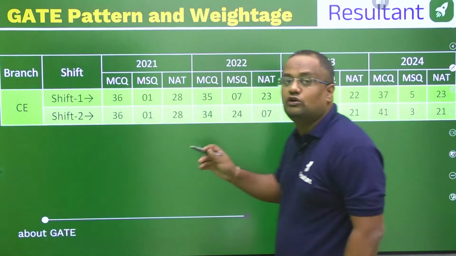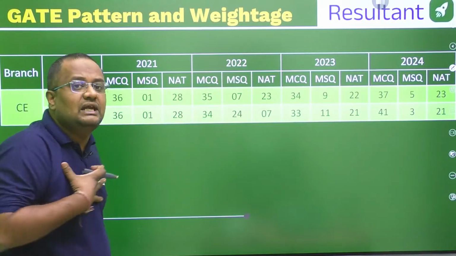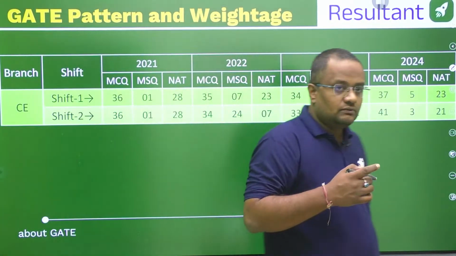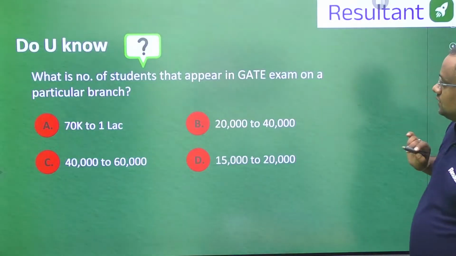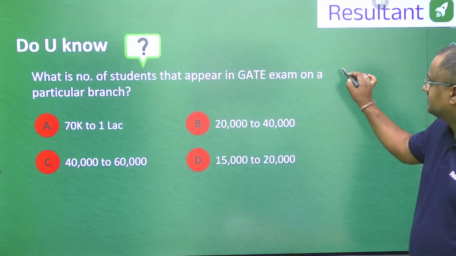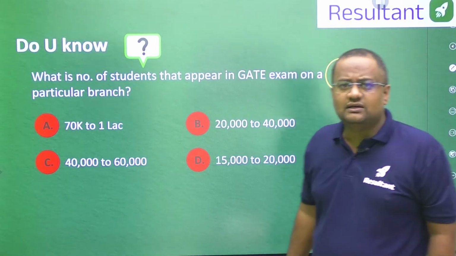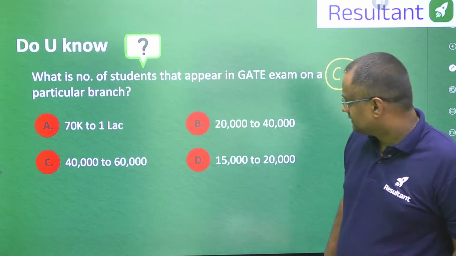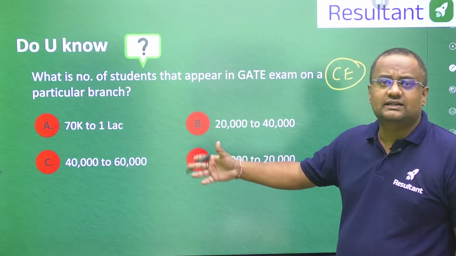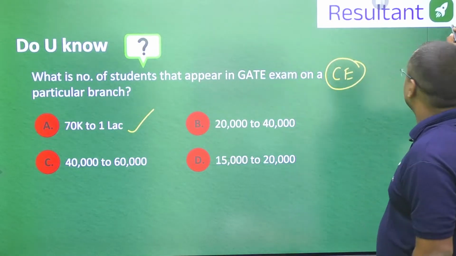Let me tell you, this data you will not find on any website, guys, because our team has manually counted it. Now, guys, can you tell me how many students in your branch, civil engineering, appeared for the GATE examination in any year, 2023-24? 20,000 students are appearing, 15,000, 40,000, or around 1 lakh? So guys, around 1 lakh students are appearing. I'll tell you the exact data.